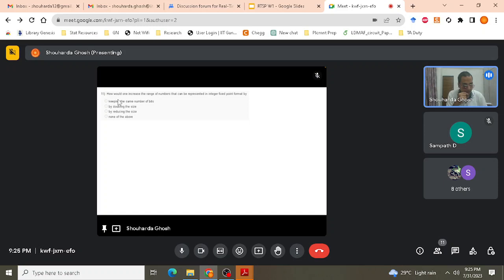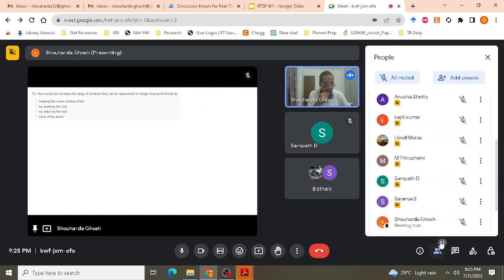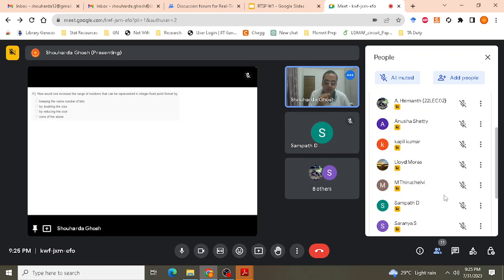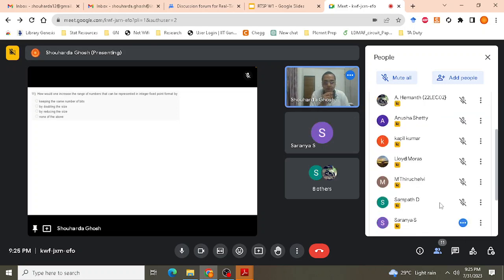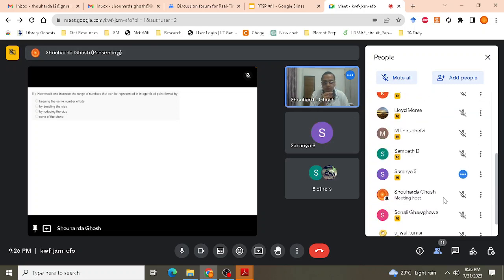How would one increase the range of numbers that can be represented in an integer fixed point number? Now I want somebody else to answer this. Kapil Kumar, Anusha Shetty, Lloyd Morris, Ujjwal Kumar. Any ideas? Which one? By doubling the size. Yeah, absolutely. So basically, what happens is very simple. The number of bits.